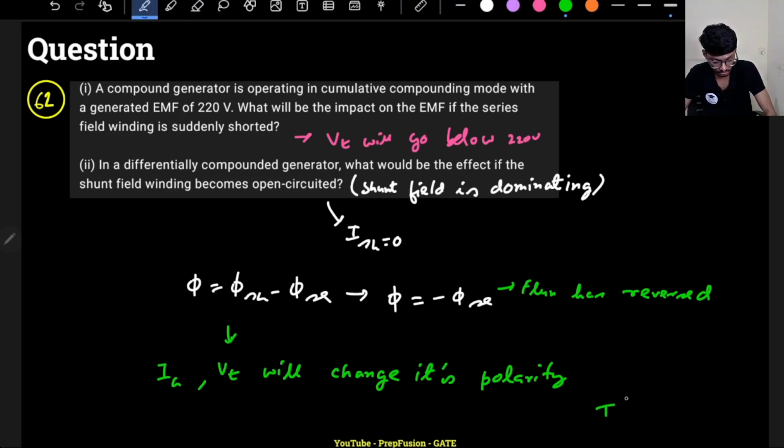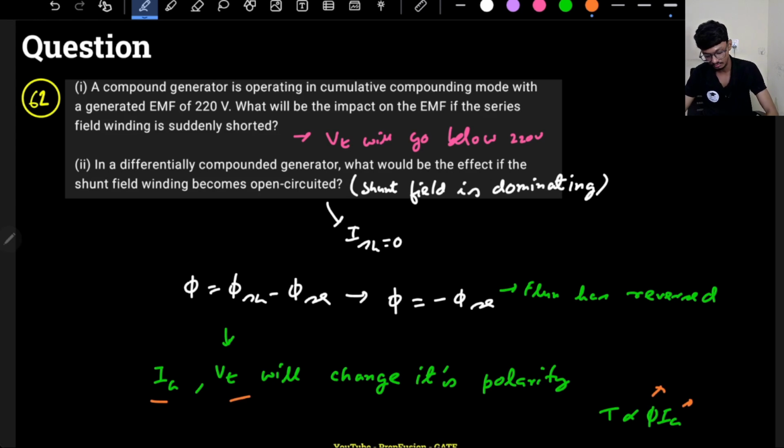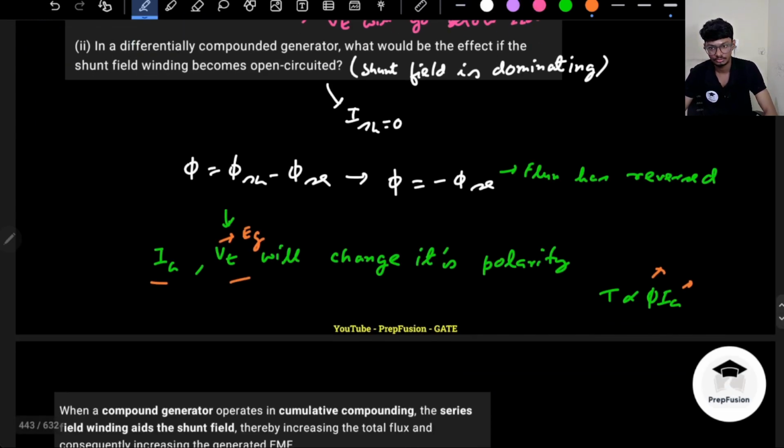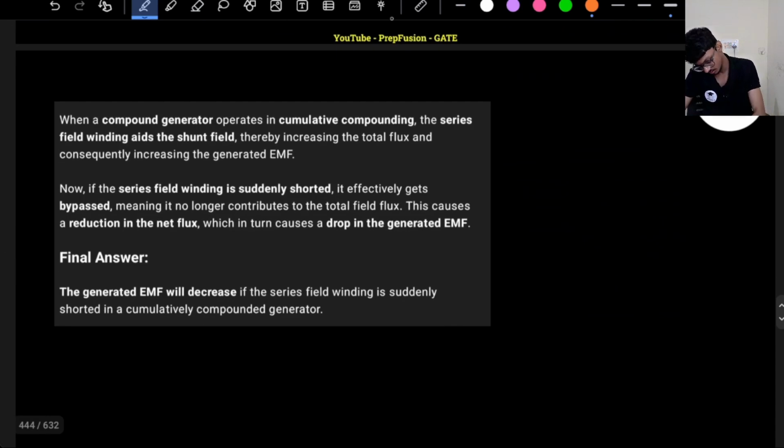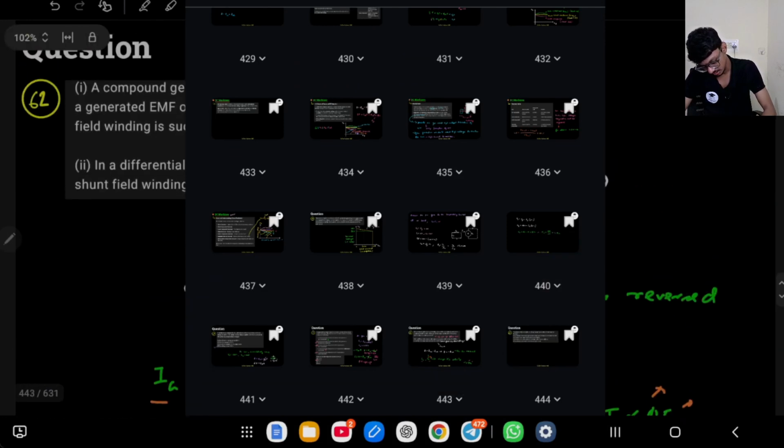Why? Because I know that torque is proportional to flux times Ia, right? I'm providing the torque to the generator, so the direction of rotation is same, the flux direction has changed, so Ia also will change to make the torque direction same, right? So both Ia and Vt will change direction. So Eg, Vt, Ia, all these will reverse their direction. Okay, same thing is written over here. This we already had discussed. This is for the compound generator that we already discussed. I don't think we need to add this over here.